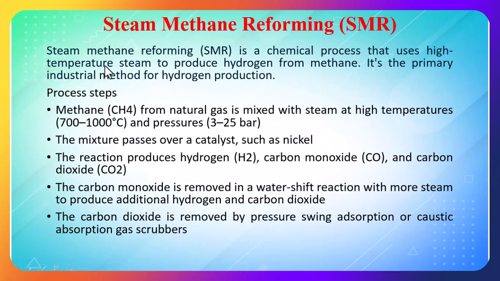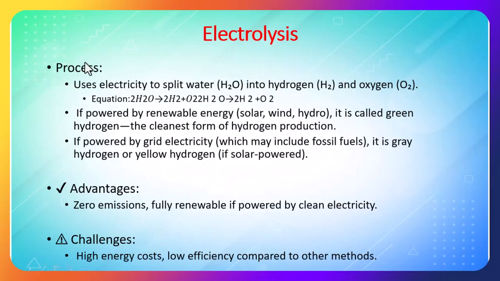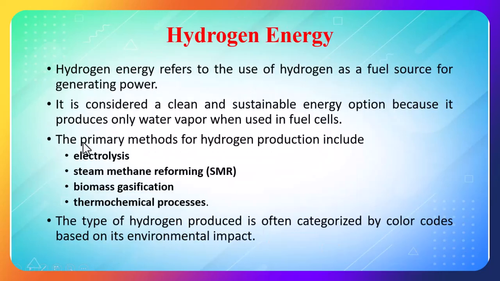Then comes steam methane reforming. So this is the second form of producing hydrogen. Till now what we have seen is electrolysis. In electrolysis, the electrolyzer is subdivided into two types. Now let us move on to the next one, which is steam methane reforming.